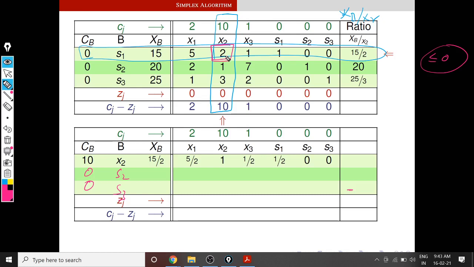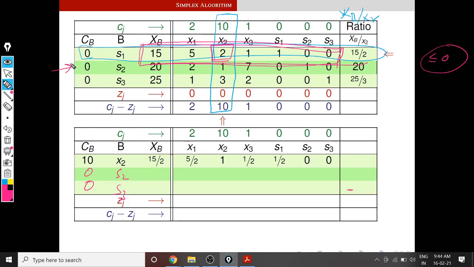What is the row operation? We divide with the 2. We have to divide 2 with these much of entries. Okay, that is the next procedure. So this becomes 15 by 2, 5 by 2, 1, 1 by 2, 1 by 2, 0, 0. And also we have to convert these two elements to 0 using elementary row operations.